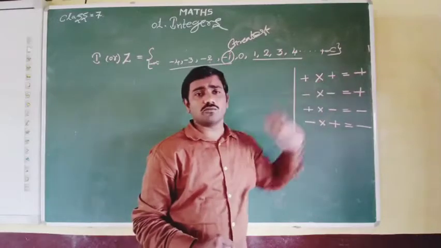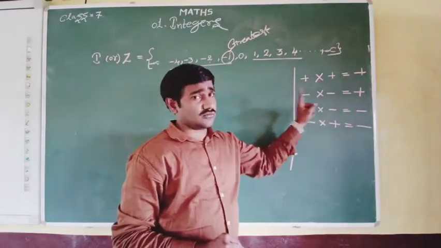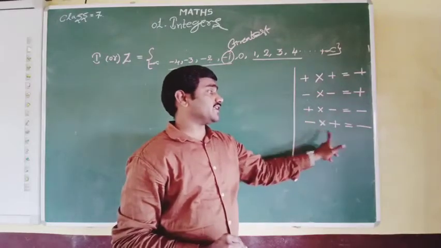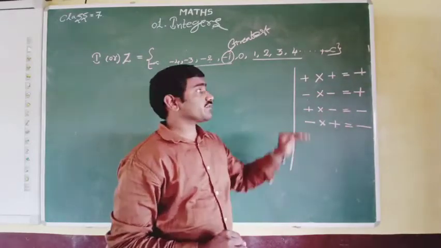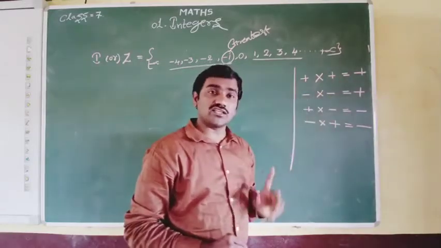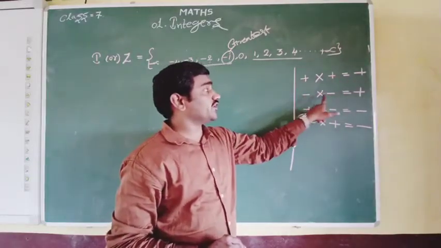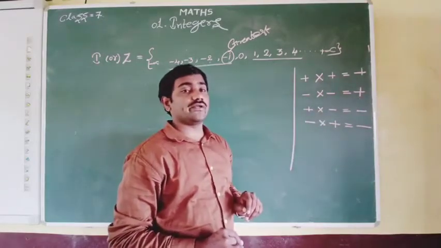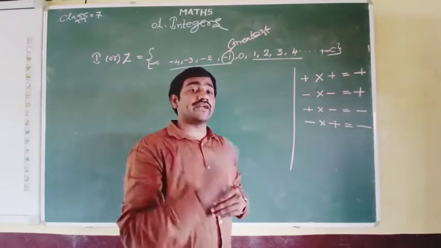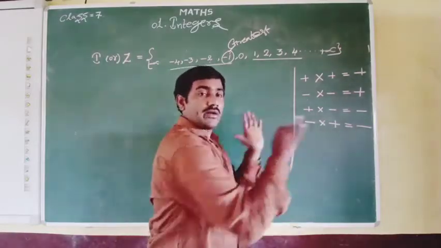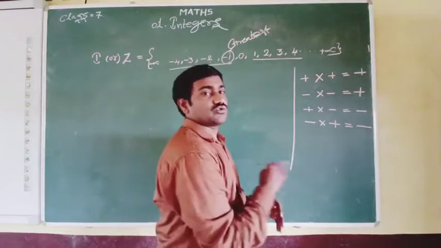Plus into plus equals plus. Minus into minus equals plus. Plus into minus or minus into plus equals minus. That means if you multiply two positive values, it gives a positive value only. If you multiply two negative numbers, it also gives a positive value. If you multiply one positive and one negative number, it gives a negative value. Just remember this, we will come to that later.